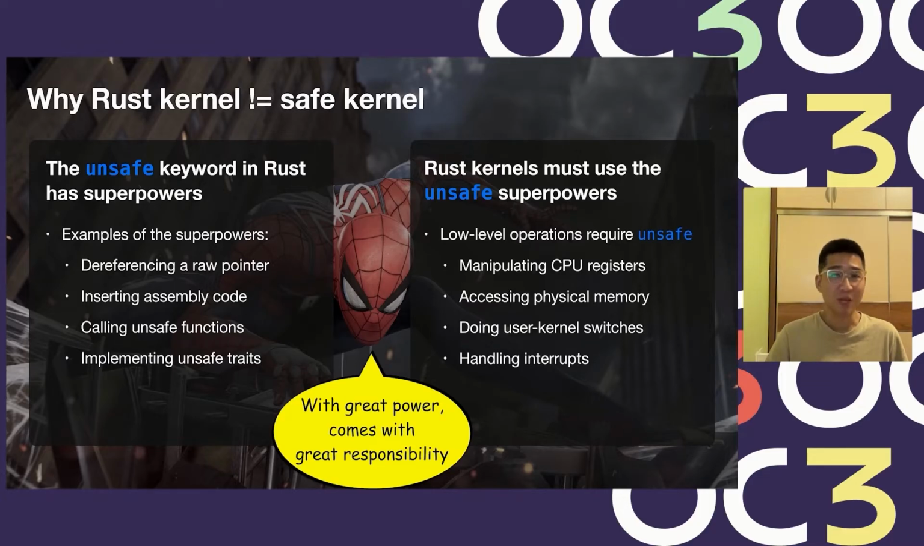When you are a Rust application developer, you rarely need to use the unsafe superpowers. But if you are a Rust kernel developer, you can't do your job without it, because all the low-level operations demand unsafe, like manipulating CPU registers or accessing physical memories. So you end up having a Rust kernel with safe and unsafe Rust code mixed up. And you can't be sure that all the unsafe code spread across the entire code base aren't going to cause you any problem.